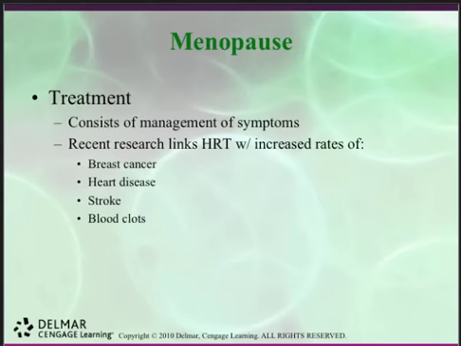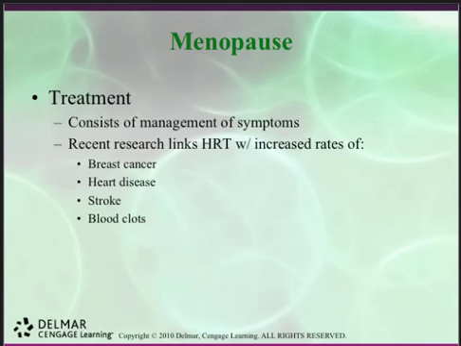The treatment consists of management of the symptoms. Recent research, however, links hormone replacement therapy with increased rates of breast cancer, heart disease, stroke, and blood clots. HRT is used as conventional treatment less and less because, again, of the predisposition to these complicating factors. So it's no longer highly recommended for peri- and postmenopausal women to treat the symptoms of menopause.